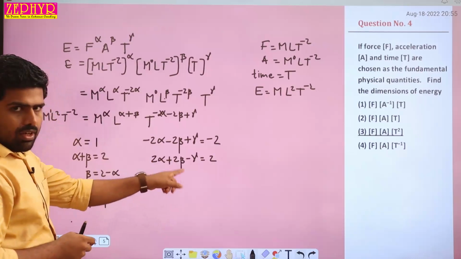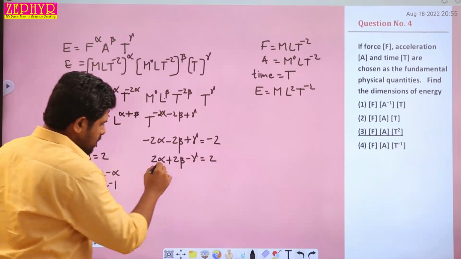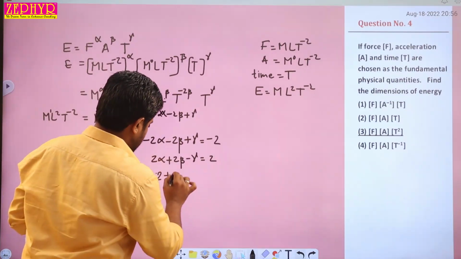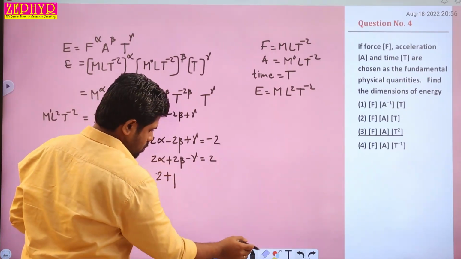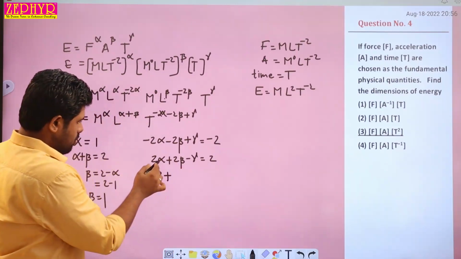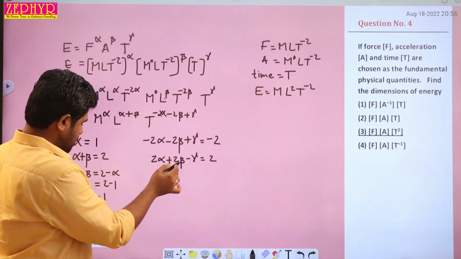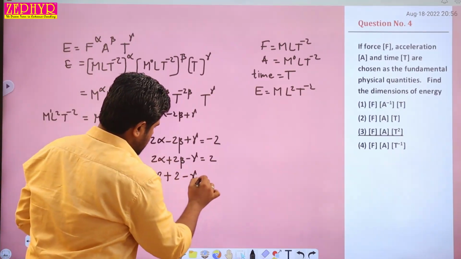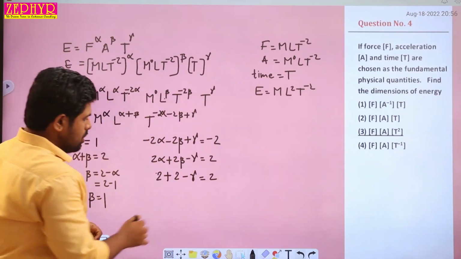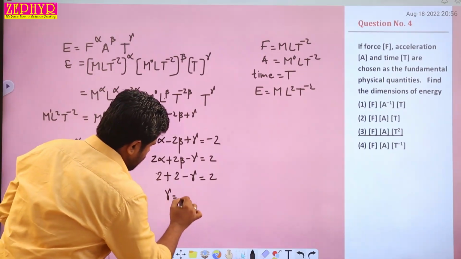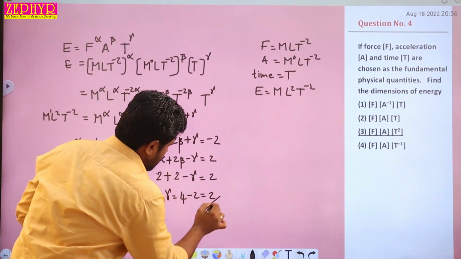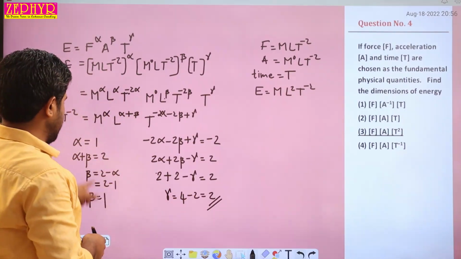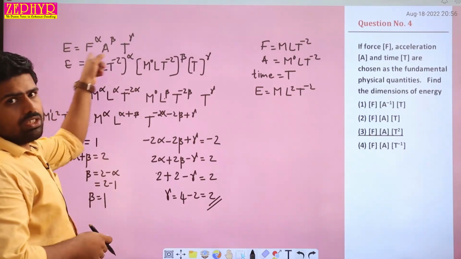Here we know the value of alpha and beta, so I substitute those values in here. So now it is 2 into 1, alpha value is 1, so that is equal to 2, beta value is 1, so 2 into 1, that is equal to 2, minus gamma is equal to 2. So now gamma is equal to 4 minus 2, so the result is 2.